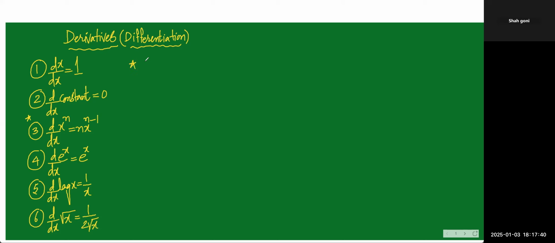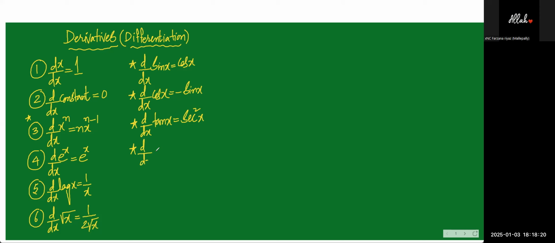If you have trigonometric functions, derivative of sin x will be equal to cos x. And then derivative of cos x will be equal to minus sin x. Derivative of tan x is equal to sec square x. You have to memorize all these formulas. We have a proof of these formulas also, but it is not required. You have to memorize them as a formula only.